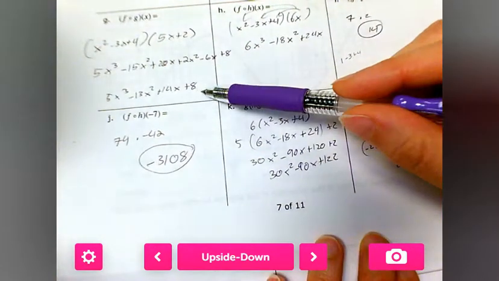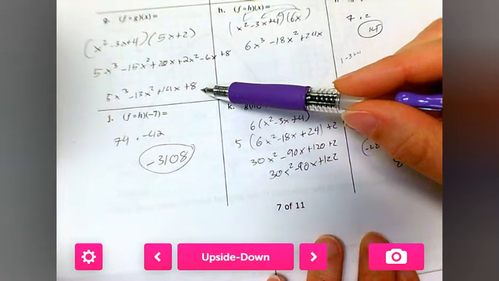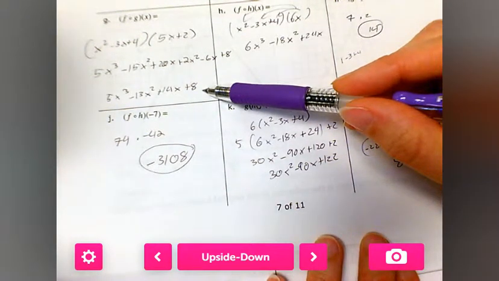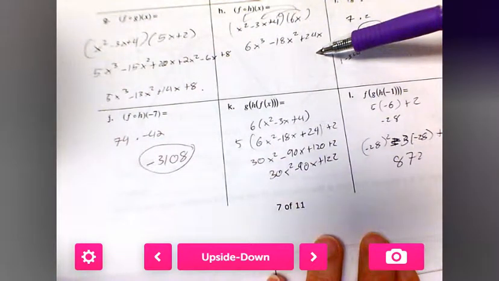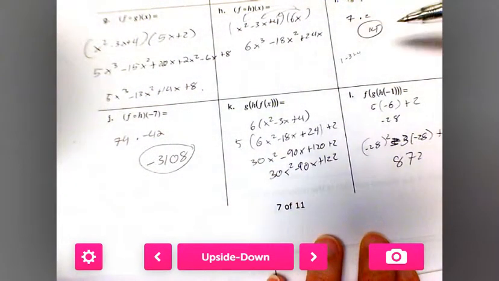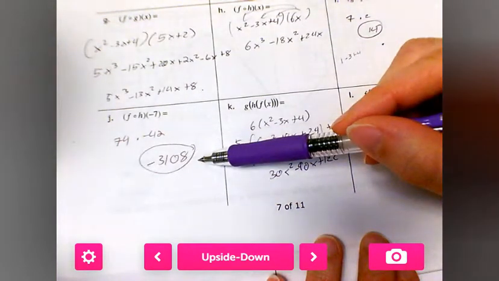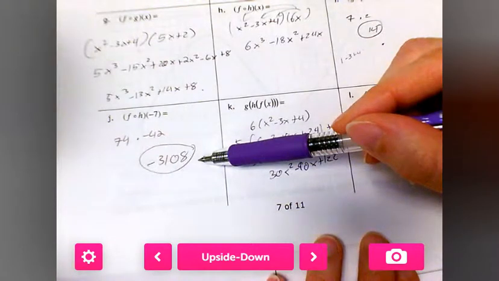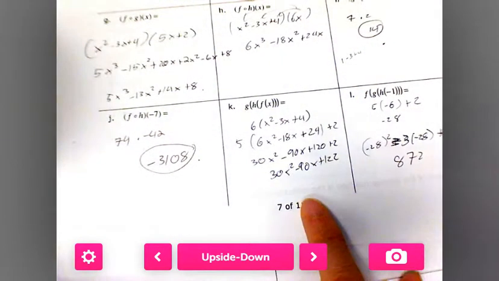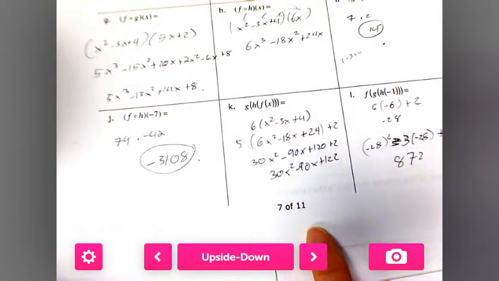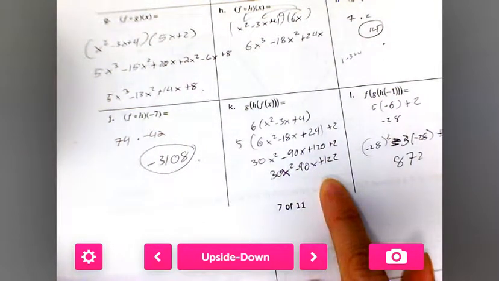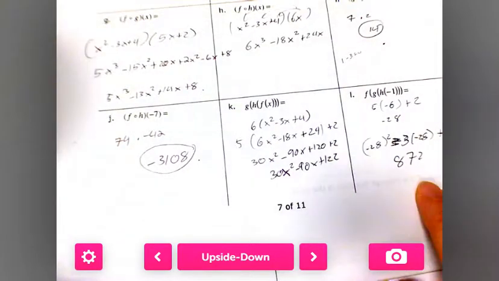G is 5x to the 3rd minus 13x squared plus 14x plus 8. H is 6x to the 3rd minus 18x squared plus 24x. Number I is 14. J is negative 3,108. Number K ends up being 30x squared minus 90x plus 121. And L ends up being 872.